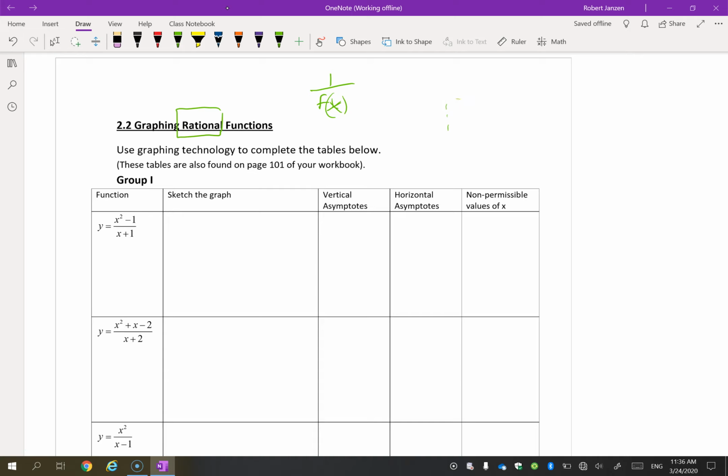Well, we're going to expand that and look at a lot of different types of rational functions. One of the things you saw in grade 11 was that all horizontal asymptotes were y equals 0. That's no longer going to be the case.